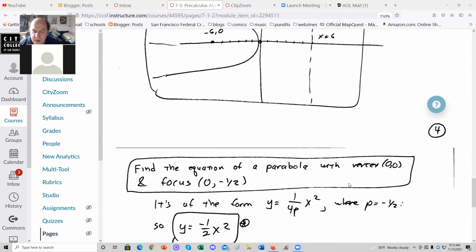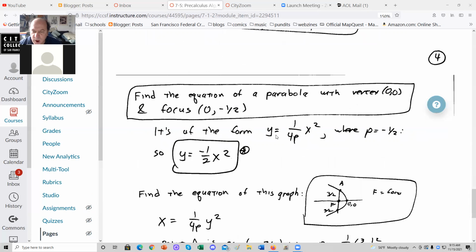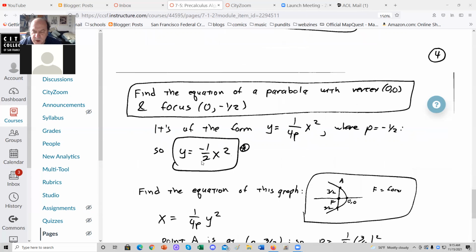Now here we have a vertex and a focus, and we need to find the equation. The focus is (0, negative a half), and the vertex is (0, 0), focus below it, so it's opening downwards. So y equals something times x squared. y equals 1 over 4p x squared. In this case, p equals negative a half. You plug it in, you get this: y equals negative 1/2 x squared.